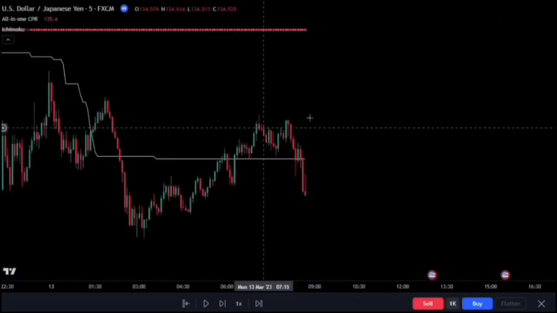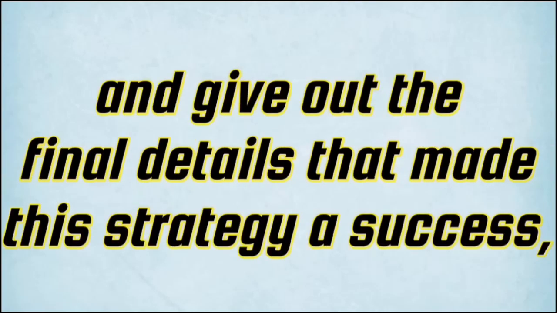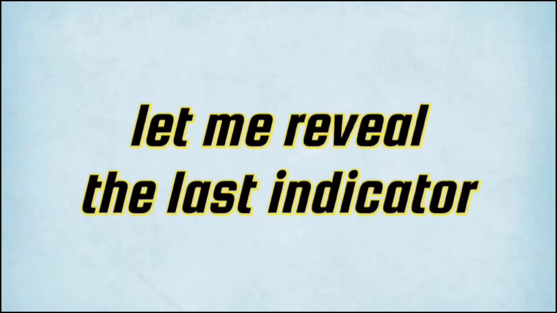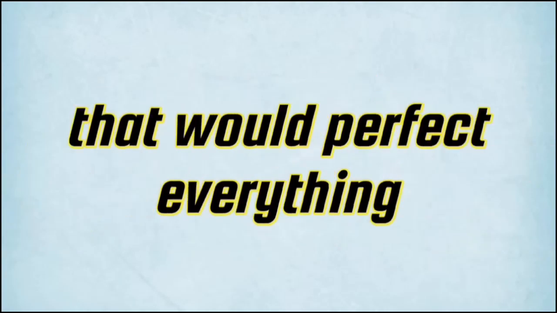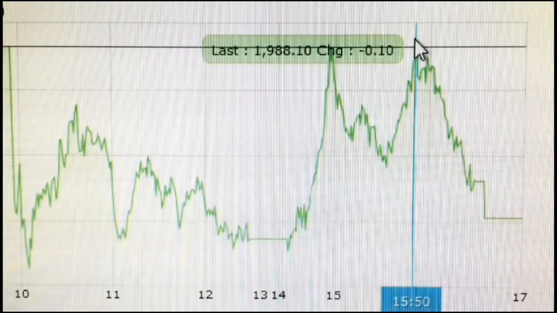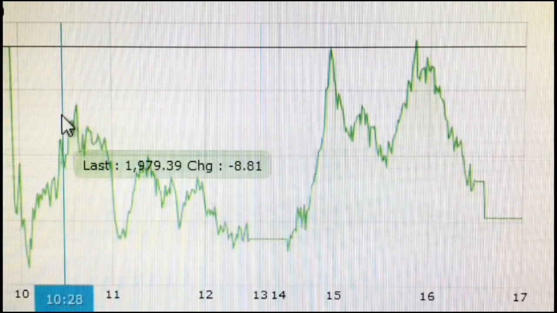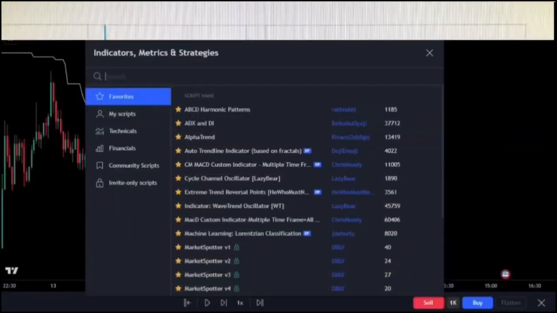Not all price retracement makes it back to the pivot point, so to address this issue and give out the final details that made this strategy a success, let me reveal the last indicator that would perfect everything for better entries and exits, as well as reveal the proper conditions for our buy and sell trades that even someone who just started out trading would hop on and start making a profit.